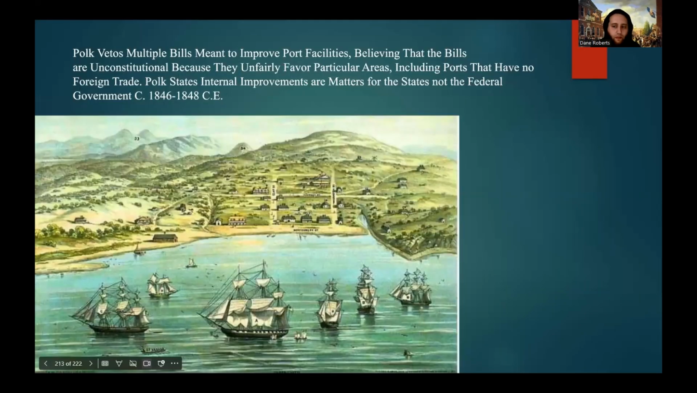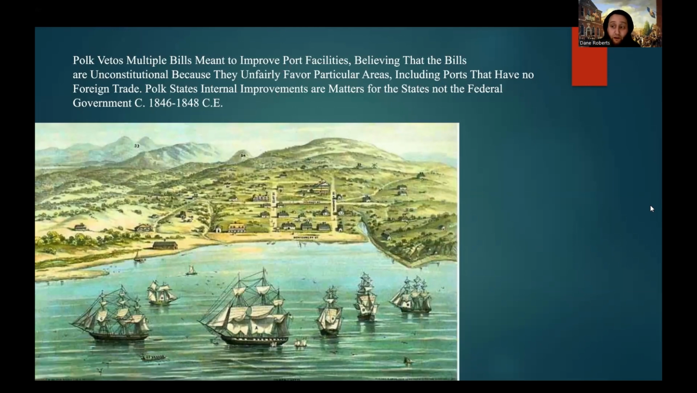While the Mexican-American War was happening, Polk would veto multiple bills meant to improve port facilities, believing that the bills were unconstitutional because they unfairly favored particular areas, including ports that had no foreign trade. And Polk stated that internal improvements were matters for the states, not the federal government, to decide.